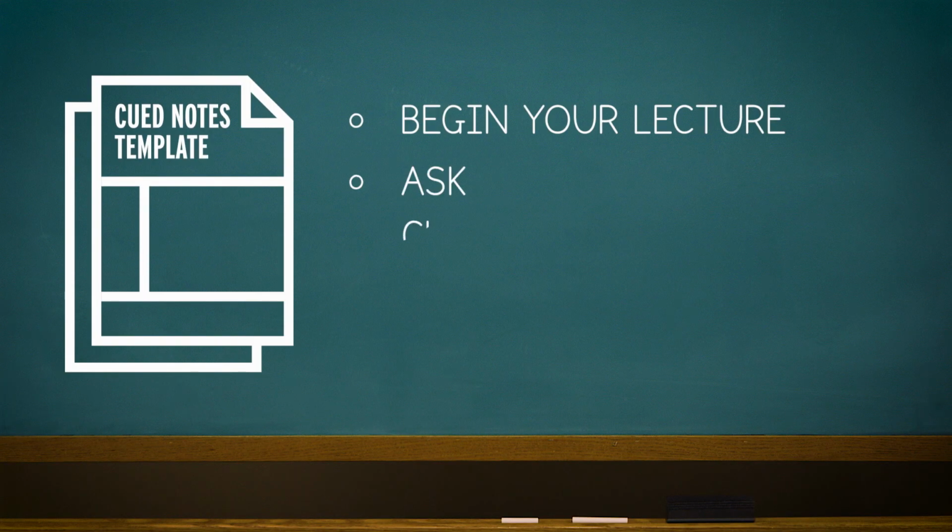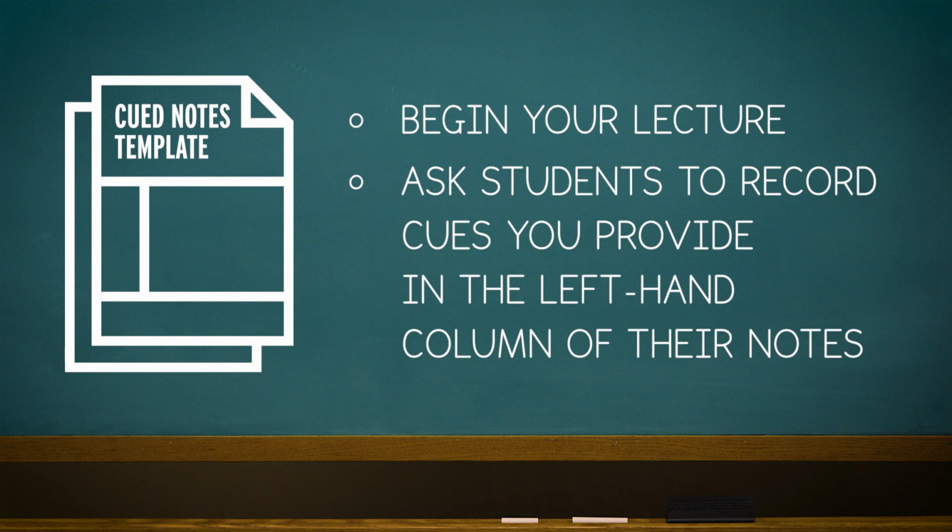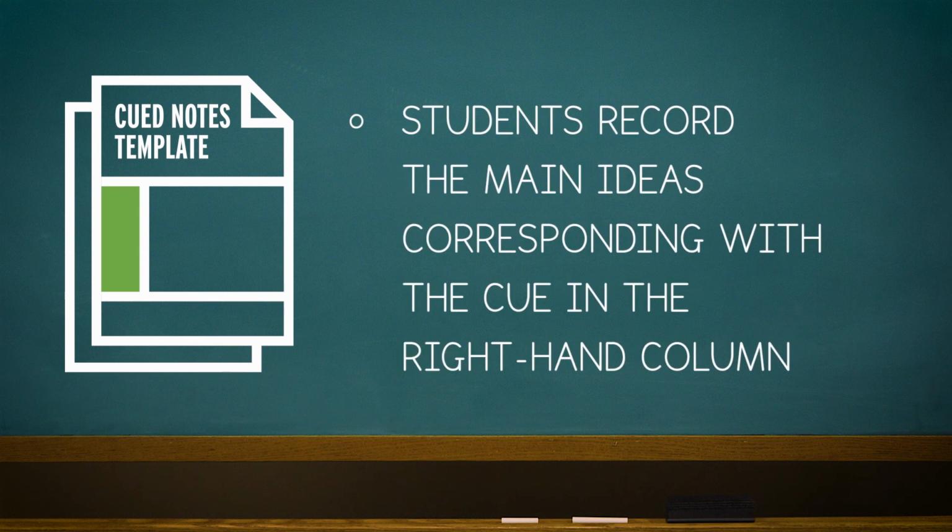Begin your lecture and ask students to record cues you provide in the left-hand column of their notes. Then, students record the main ideas corresponding with the cue in the right-hand column. Proceed with the lecture, alternating cues and lecture content.